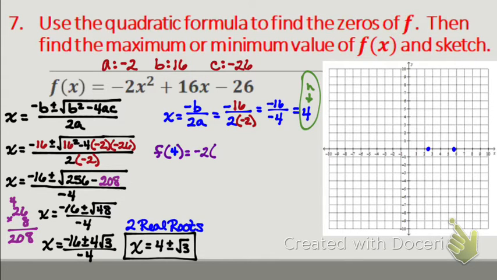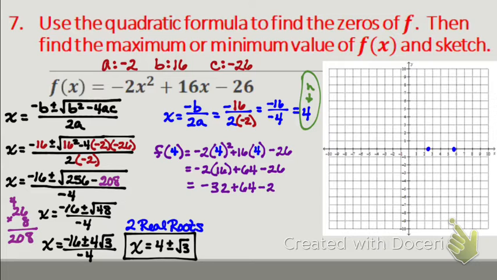is equal to negative 2 times 4 squared plus 16 times 4 minus 26. All right, so a piece at a time. 4 squared is 16. What is 16 times 4? 64 minus 26. So I have negative 32 plus 64 minus 26.